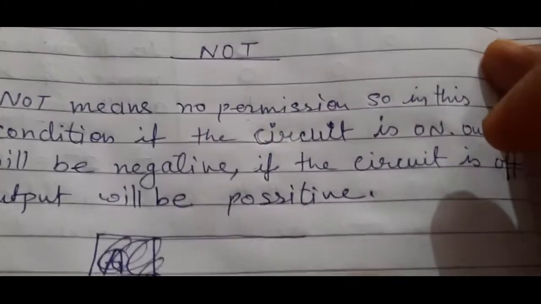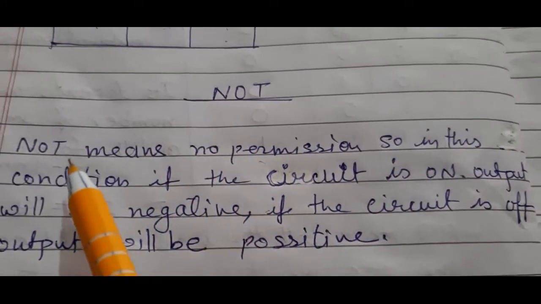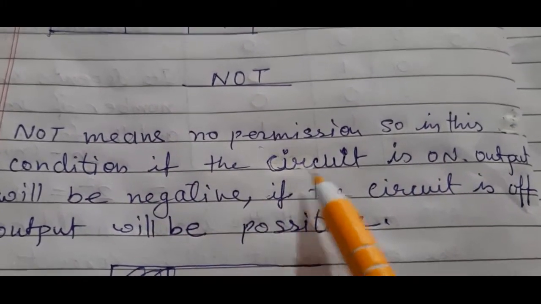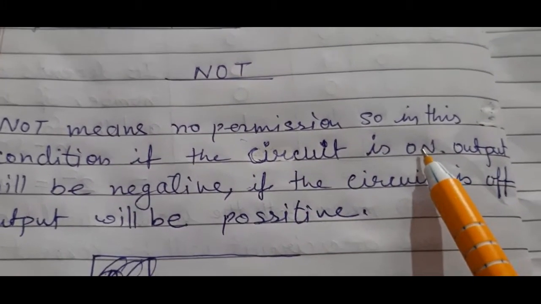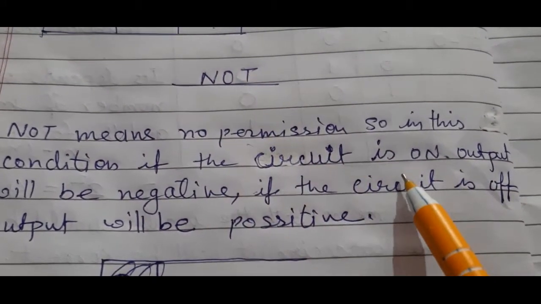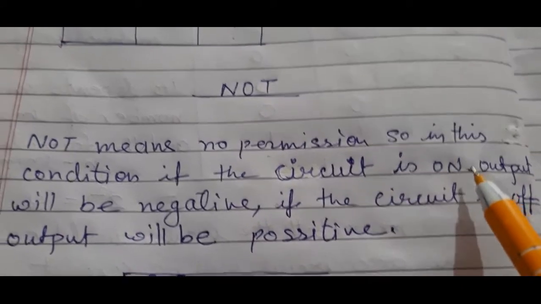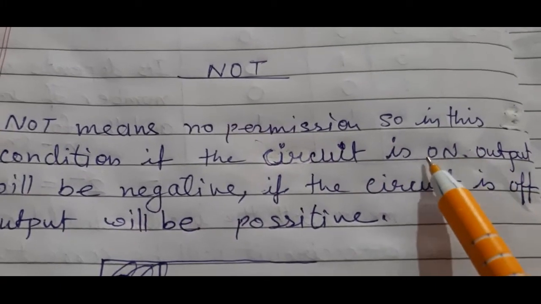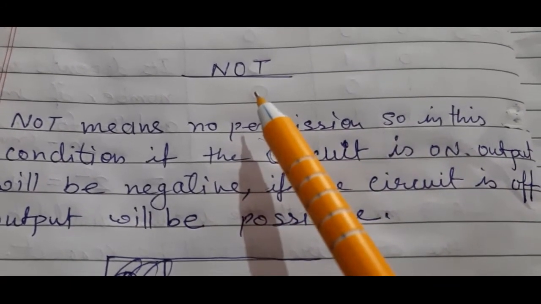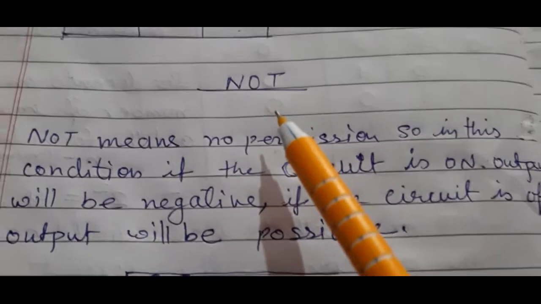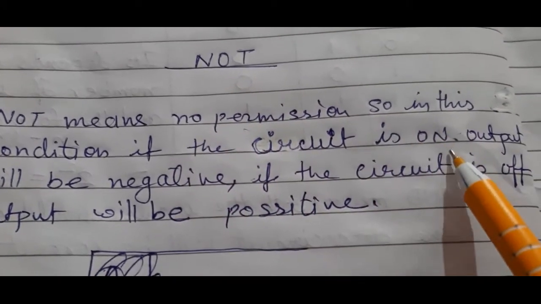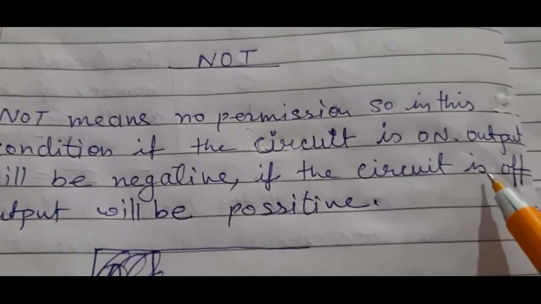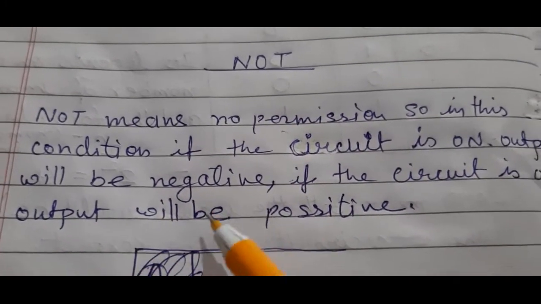Now NOT means no permission. In this condition, if the circuit is on, because it is not permitted, in spite of that the circuit is on, means the output will be negative. That is not the correct circuit, because it is prohibited, it is not given the permission to flow. In spite of that it is on, means the output will be negative. If the circuit is off, the output will be positive.